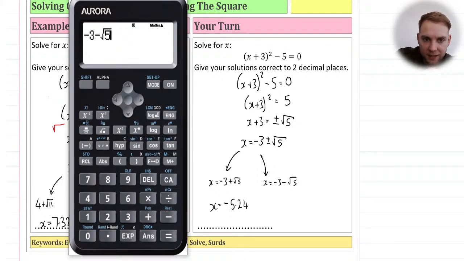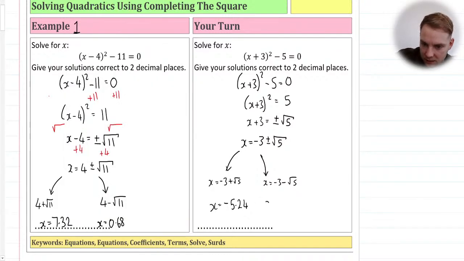Yeah, good. And then this is going to be the positive version of this, so just be careful with your positives and negatives. It's minus 3 plus root 5, which is equal to minus 0.76. X is equal to negative 0.76, like so. Brilliant. Good. So there's our first two questions.